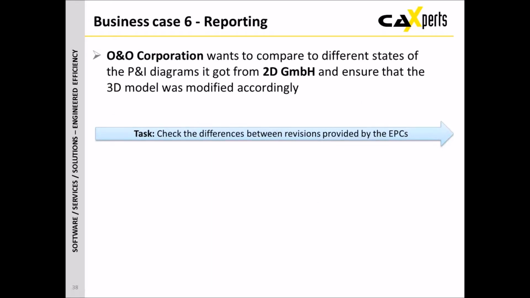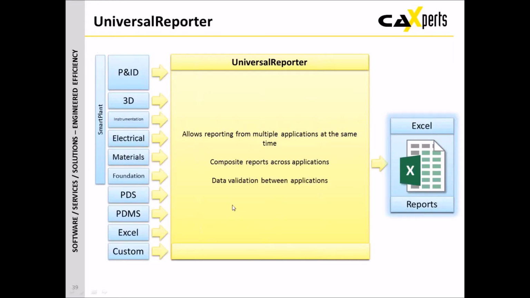Okay, so that was the progress reporting. What I'm now going to do is hand back over to Christine to explain about the reporting. Let me just do the introduction first. In this case, the owner-operator corporation wants to compare two different states of the P&I diagrams it got from the 2D contractor and ensure that the 3D model was modified accordingly. So here what we're going to do is check the differences between revisions provided by EPCs. So, over to you, Christine.